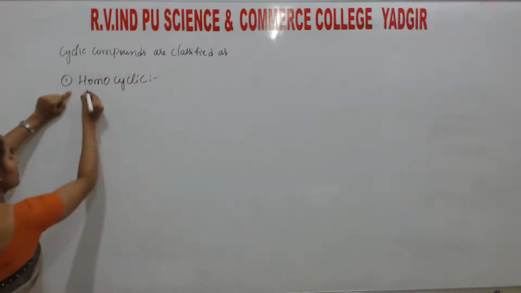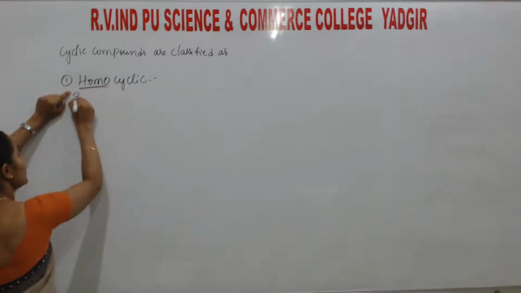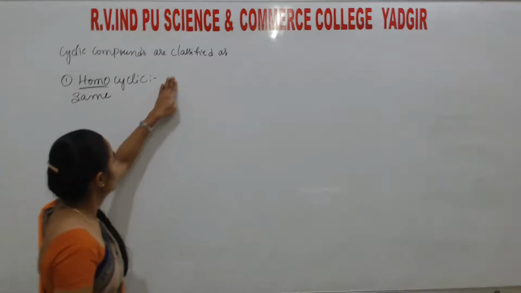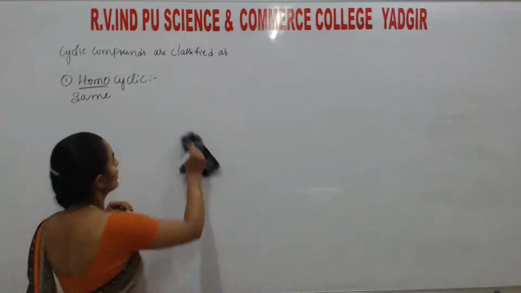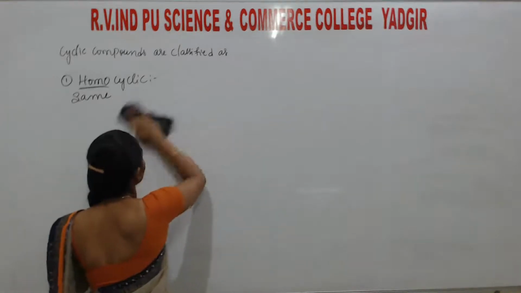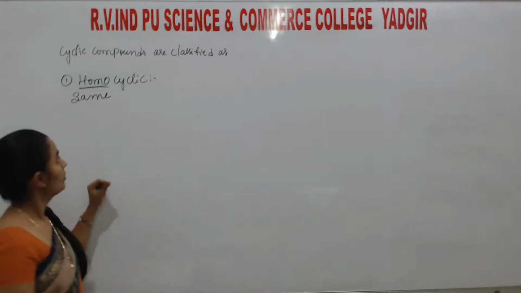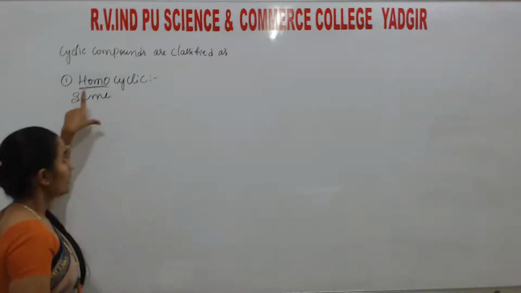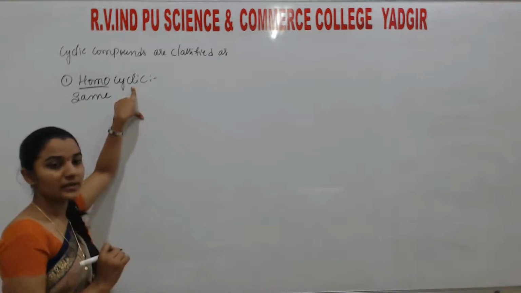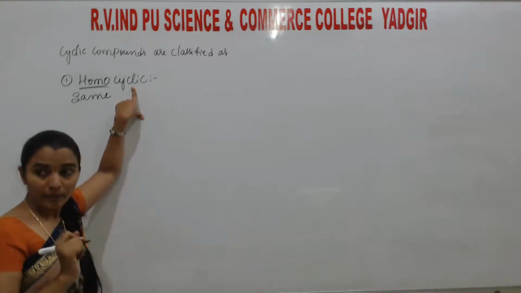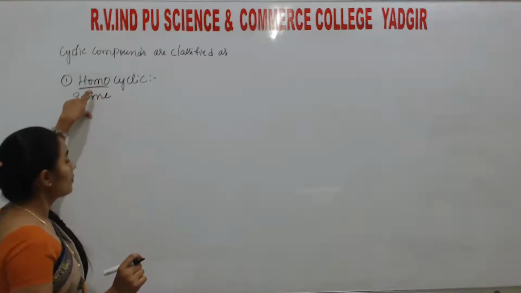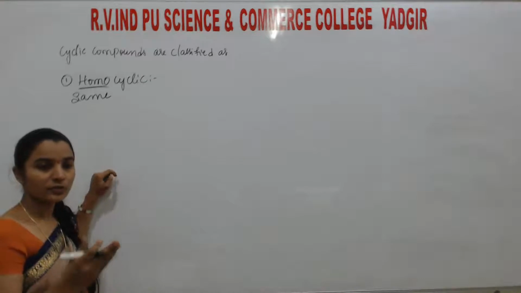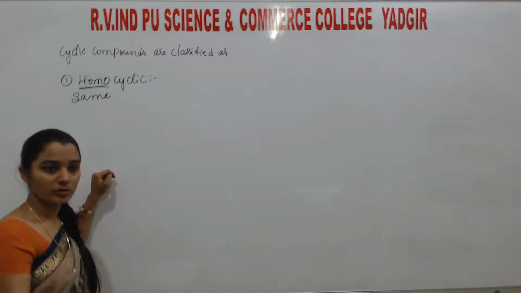Homocyclic. So students listen. This homo means what? Same. Okay. So this homo means same. If you want to write the definition for this, cyclic compounds are a cyclic structure or a closed structure made up of the same type of atoms, or only carbon atoms. You know what organic compounds means? Carbon and its compounds.